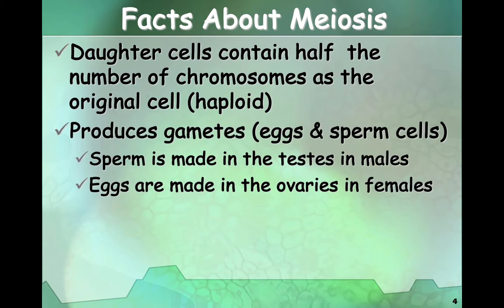Meiosis produces gametes. Before, we produced somatic cells, and somatic cells were like your skin and bone. Now we're talking about producing a gamete, which is a general term for sex cells, in which the two specific sex cells are the egg cells and the sperm cells. The sperm are made in the testes in males, and eggs are made in the ovaries in females.